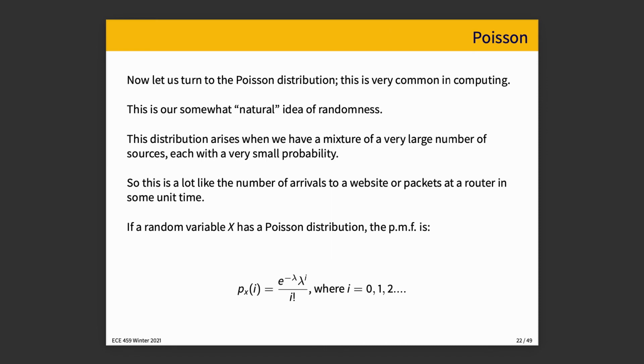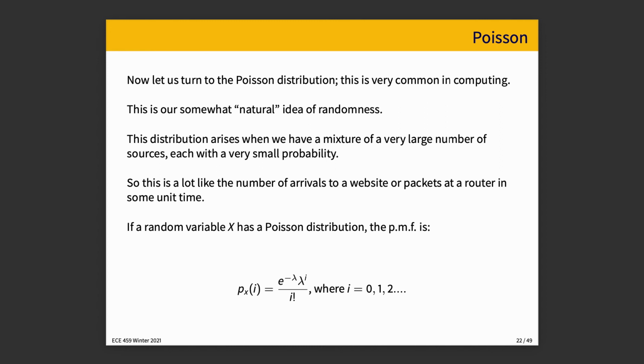All right. I also want to talk about the Poisson distribution, which is very common in computing. This represents our natural idea of randomness, and this distribution arises when we have a very large number of sources, each with a small probability. So the chance that I, right now go to twitter.com is not very high. There's a lot of time in the day, and I don't spend all of it on Twitter.